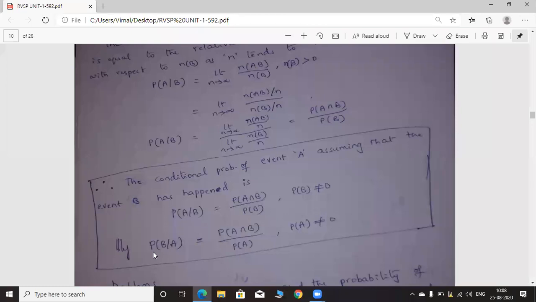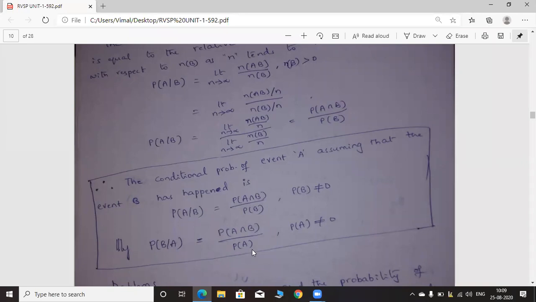Similarly, P of B given A is nothing but the event A must have occurred, or the event A must be satisfied before the event B occurs. That is called P of B given A. So this was already explained in the previous class. Probability of A given B is equal to probability of A intersection B divided by probability of B. Probability of B given A is equal to probability of A intersection B divided by probability of A.